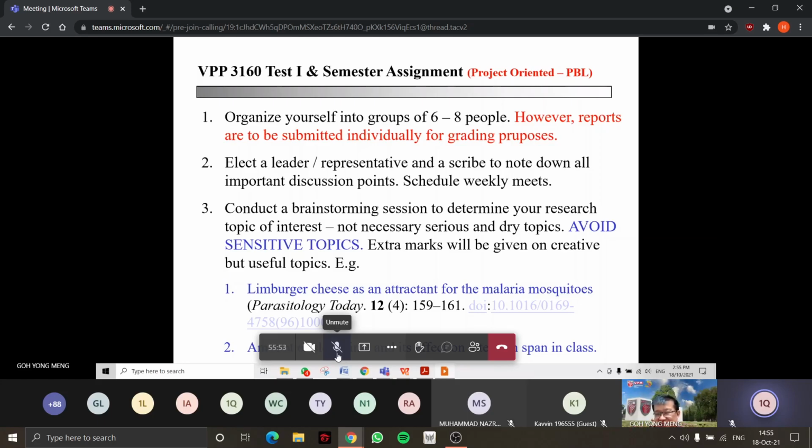So next, once you have your group, elect a leader, a representative and a scribe to note down all the important discussions. If possible, try to get your weekly meeting done. Why? This will become important later, when it comes to week 7. I'll tell you what it is.